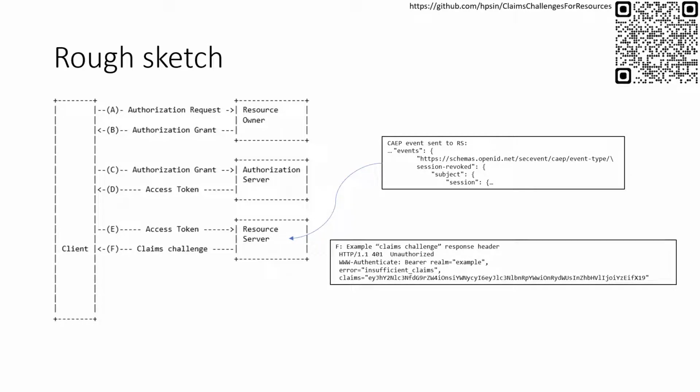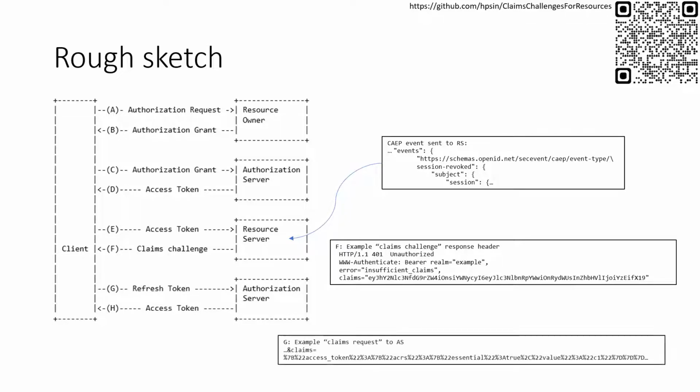That claims challenge is sent back. And in this case, we're proposing, at a rough level, a basic C4 encoded claims request effectively with the insufficient claims error, as opposed to the one proposed this morning, their words. And then finally, a claims request that is just the decoded value here, and then URL encoded, is sent back to the authorization server, along with the refresh token at first, and then perhaps interactively to get that access token back.